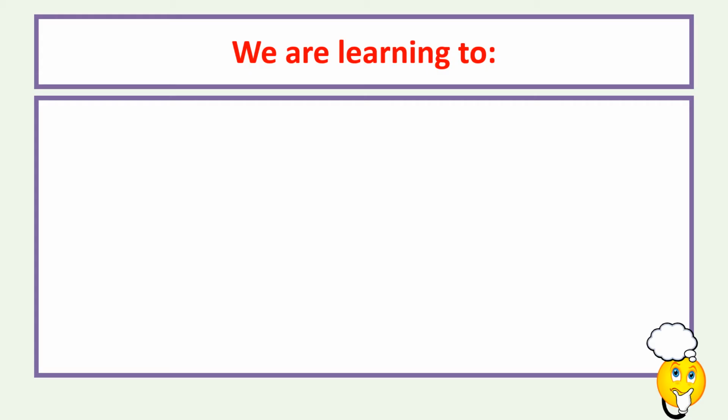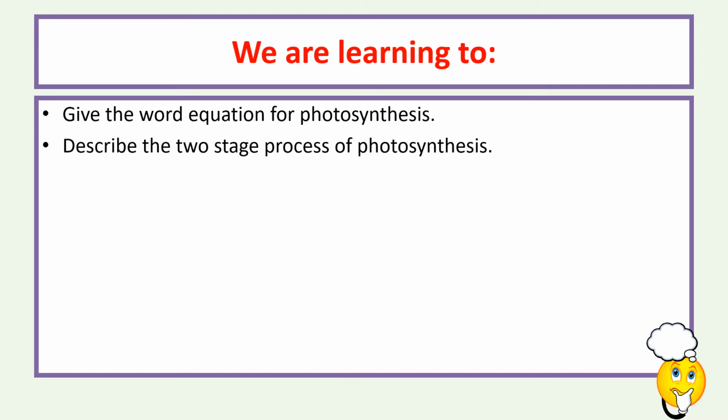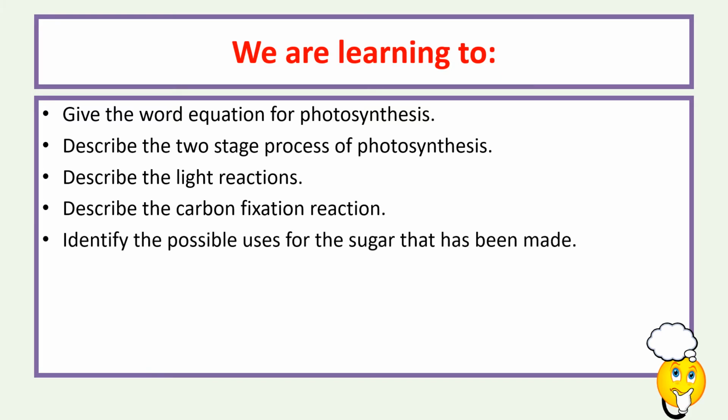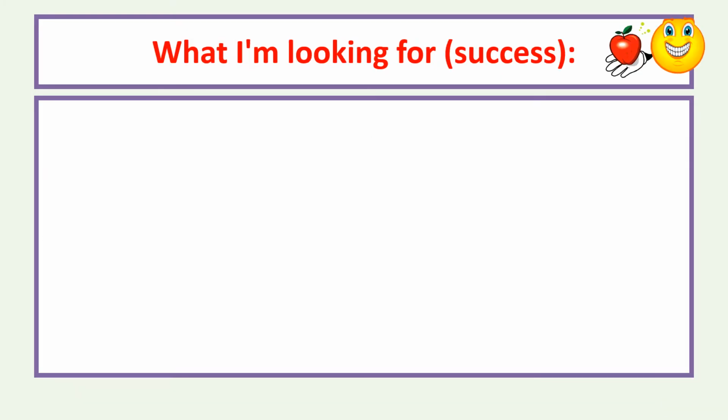So today we're going to be learning about photosynthesis. Our learning intention is to give the word equation for photosynthesis, to describe the two-stage process of photosynthesis, to describe the light reactions, to describe the carbon fixation reactions, and to identify the possible uses for the sugar that has been made. To be successful, you will be able to state that photosynthesis is a two-stage process.